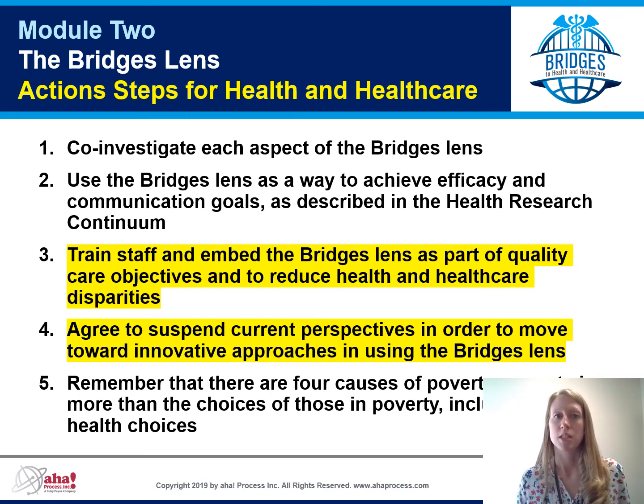So in closing of this module, we would just note that, as we've shown a bit before, health systems that have benefited from incorporating the Bridges perspective have trained staff at all levels in Bridges. And this obviously is really part of what we're trying to achieve through this video and training opportunity.